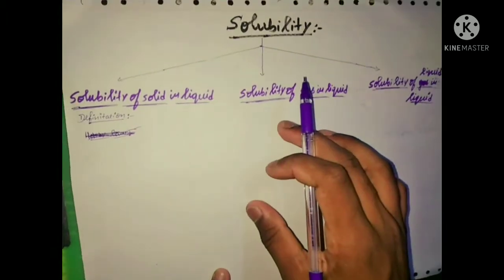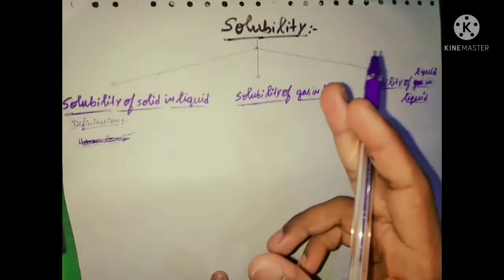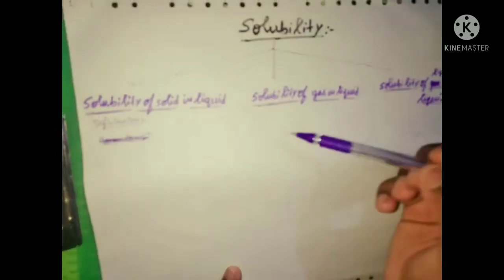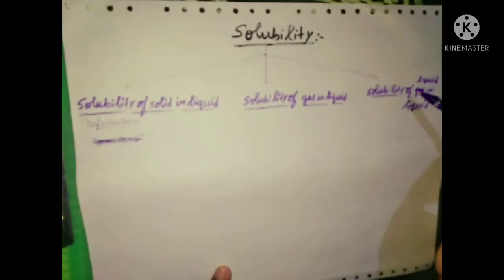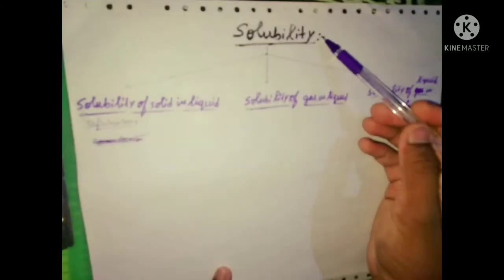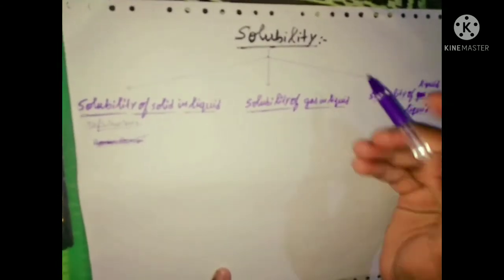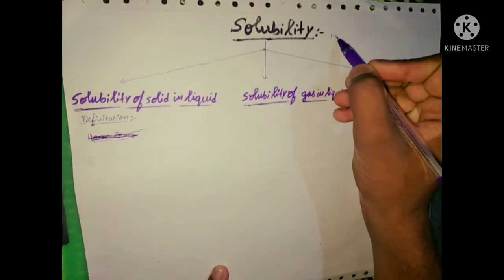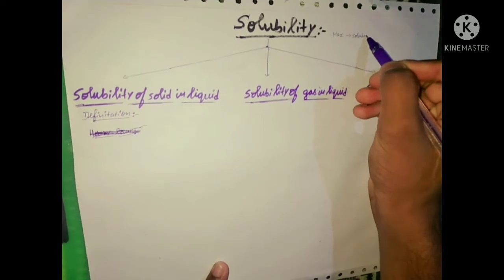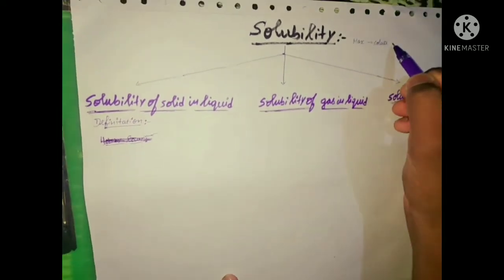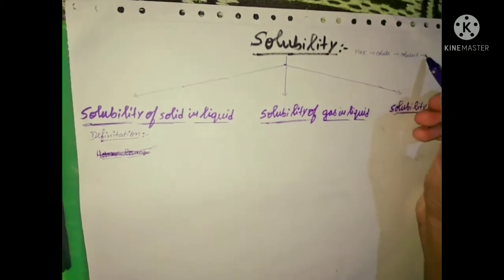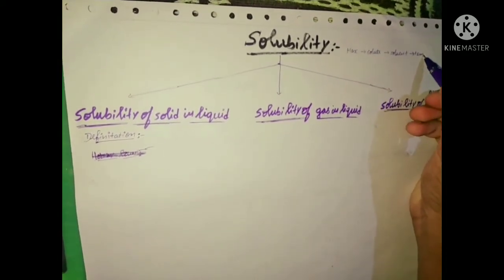Then we can learn what is meant by solubility. Solubility, there are 3 types: solubility of solid in liquid, solubility of gas in liquid, solubility of liquid in liquid. Solubility is nothing but the maximum amount of solute that can be dissolved in a given amount of solvent at a given temperature.